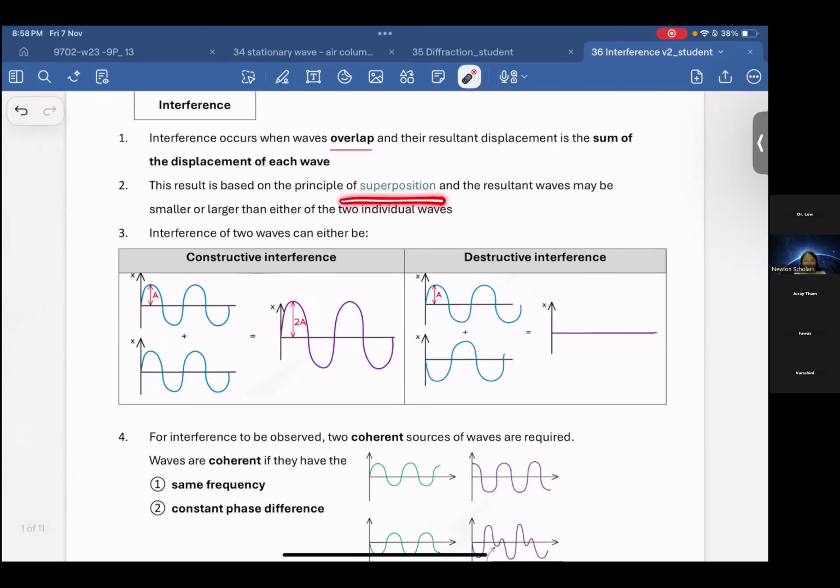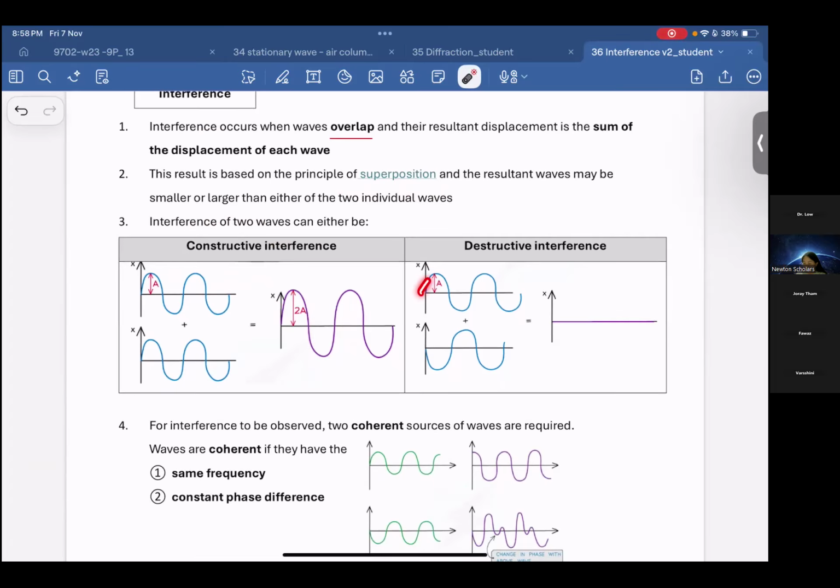When we started learning this chapter 8, we already talked about this part. Now we continue on the knowledge. Interference, we got two types. One is constructive: you get a bigger amplitude, bigger displacement. This is called constructive interference. If they cancel out each other, the crest cancels out with a trough, then you get zero. This is called destructive interference.